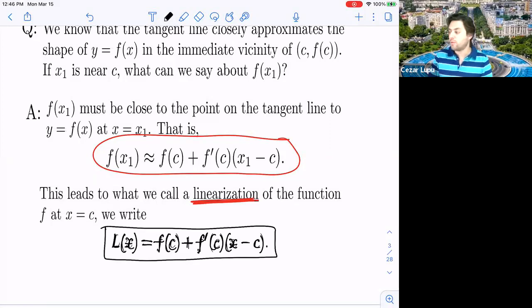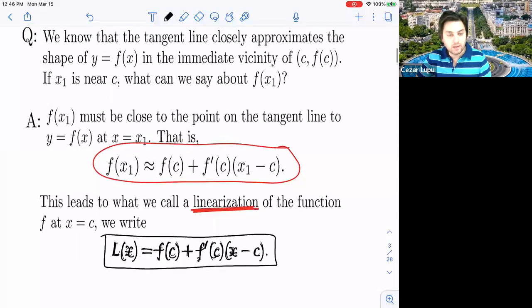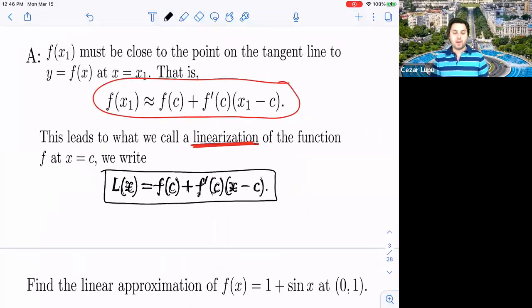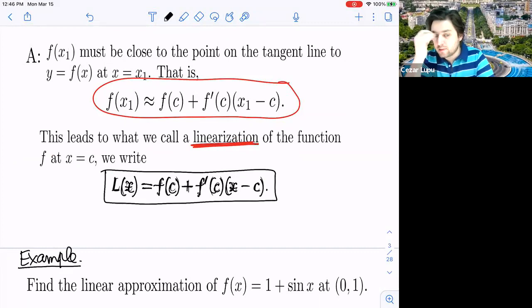At some point, I'll give you problems. I'm going to ask you, given this function, find the linearization of the following function at a certain point. That's what we're going to do. Let's see an example. So let me have this example in mind. We'd like to find the linearization of this function f of x equals 1 plus sine of x at the point 0, 1.